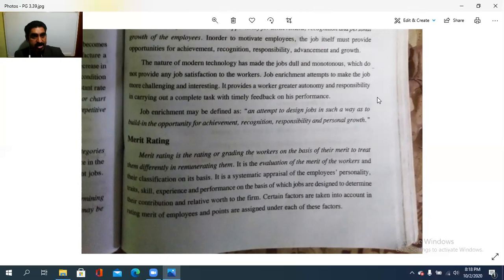So evaluation, isn't it? Analysis, enrichment, and merit rating. Merit rating is the rating or grading the workers on the basis of their merit to treat them differently in remunerating them.